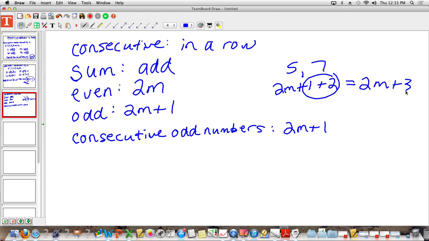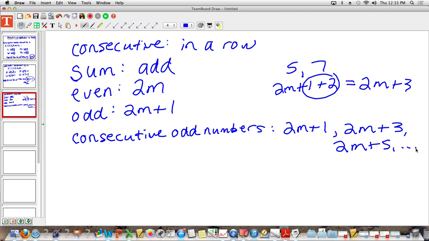So consecutive odd numbers in this case would be 2m plus 1, and then 2m plus 3 would be the next one. What would come after 2m plus 3? 2m plus 5. And then you could keep going, dot, dot, dot: 2m plus 7, 2m plus 9, 2m plus 11, and so on. But we don't need to write all those. I think we're good with those 3.